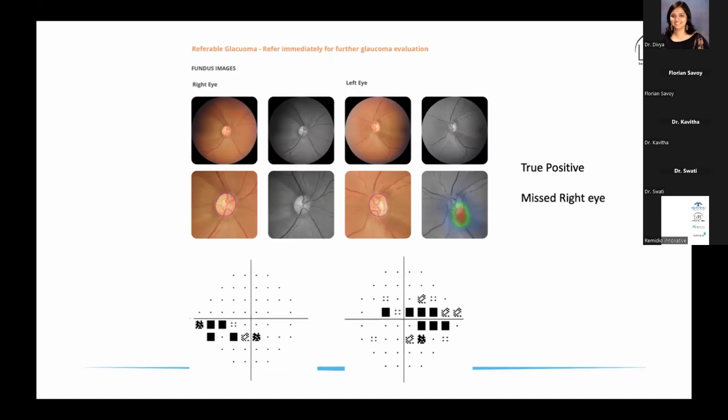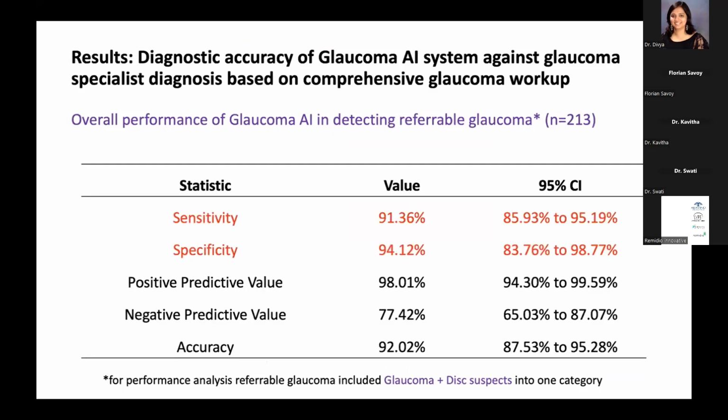And here the patient actually had glaucoma in both the eyes, but the machine failed to detect the changes in the right eye, but was able to pick up changes in the left eye. So how did it perform in all of these cohorts?